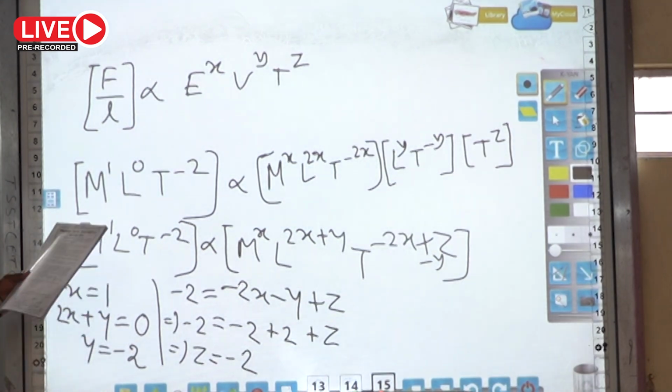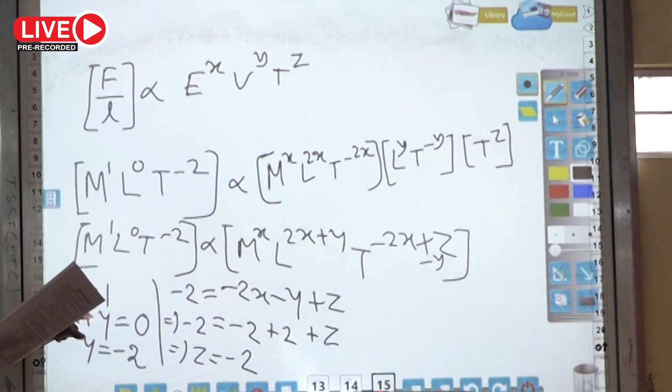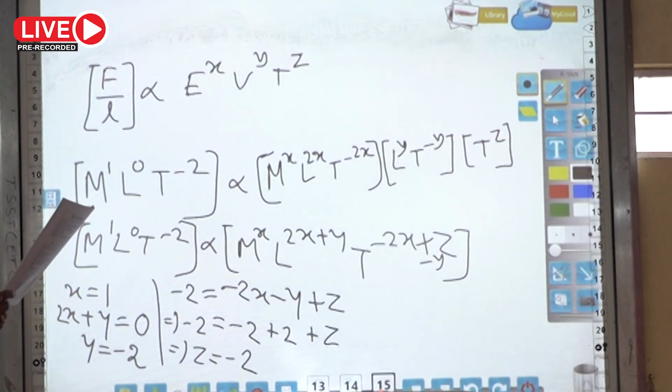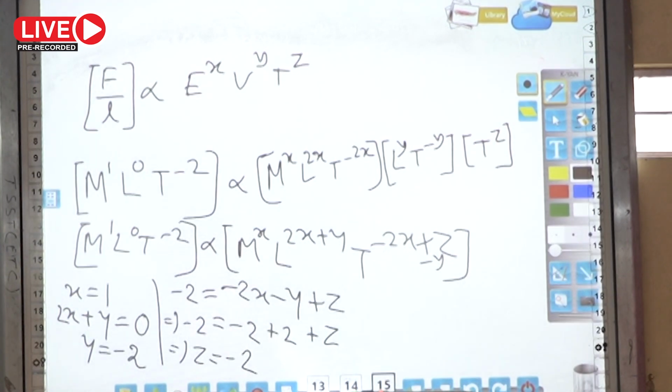So which one is correct? X equal to 1, y equal to minus 2, z equal to minus 2. So option 3 is correct: E v to the power minus 2, t to the power minus 2.